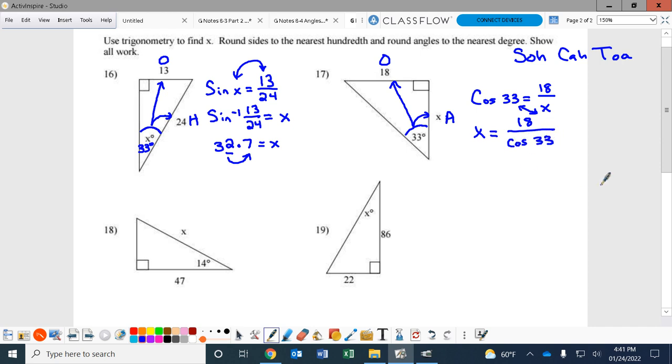This is very easy to type. Listen. You can rewind if you need to do it again. It's going to be 18 divided by 33 cosine equals.